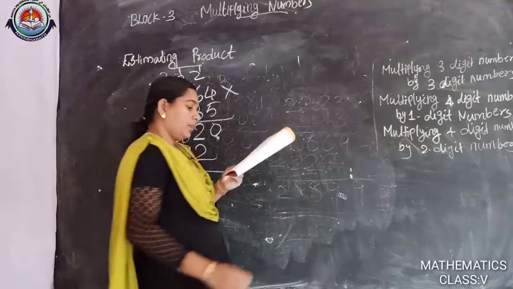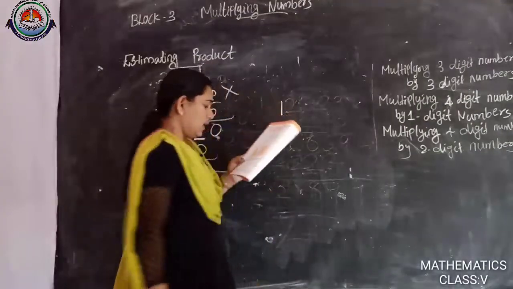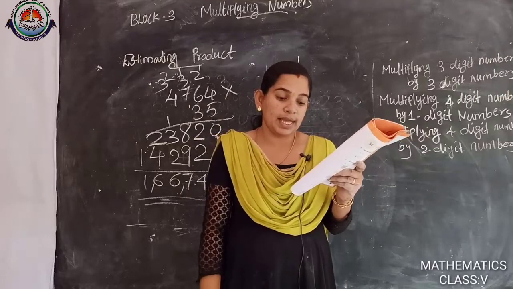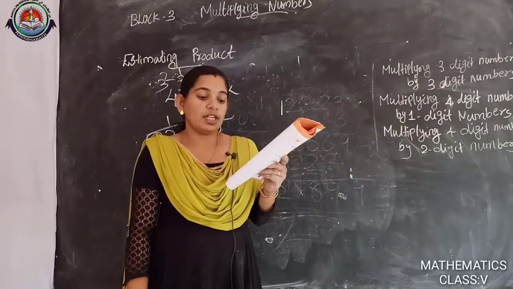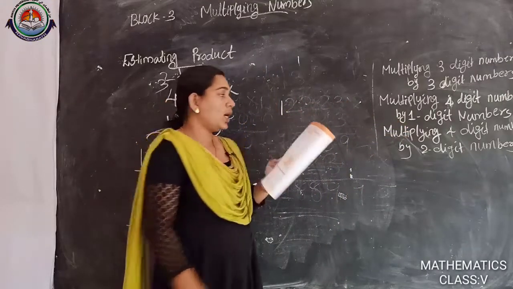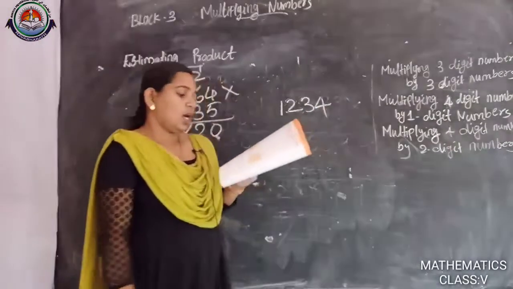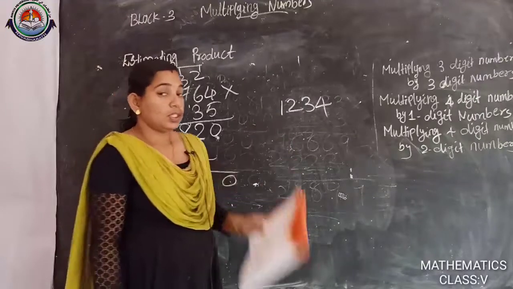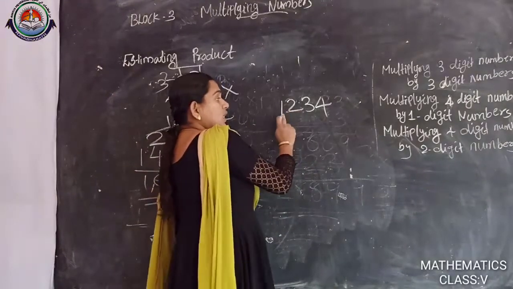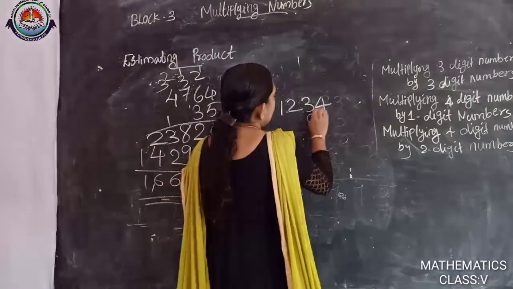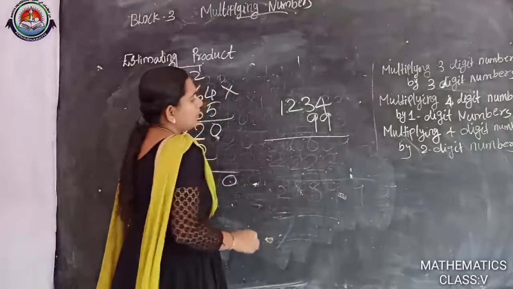Then one story problem. A publisher wants to publish a book that has 99 pages. On each page, he wants to print 1,234 words. How many words will the book have? Total in each page, 1,234 words are there. How many pages are there? 99 pages are there. Then multiply.